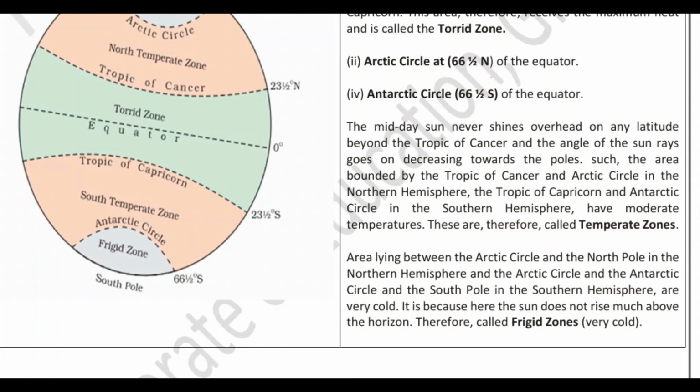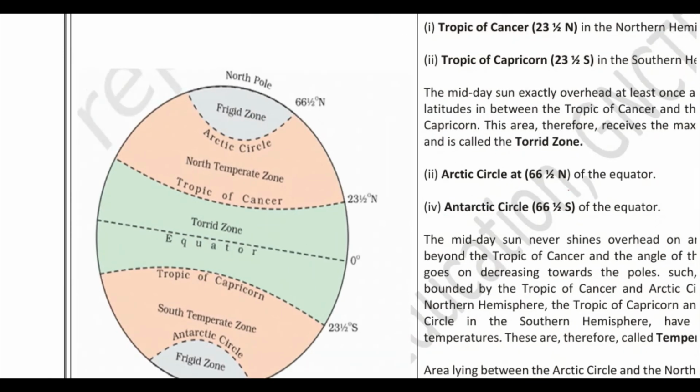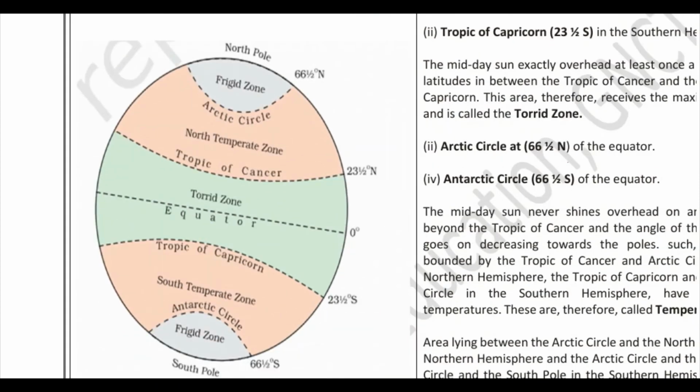It's very cold. Some rays come in the temperate zone. This is the southern temperate zone, and this is the northern temperate zone. Some rays come here, that is why they have moderate temperature. But in the area from the Arctic Circle over here to the North Pole, the sun does not rise above the horizon. That is why it is not very hot and not even moderate. It is very cold. That is why we call them the frigid zones.